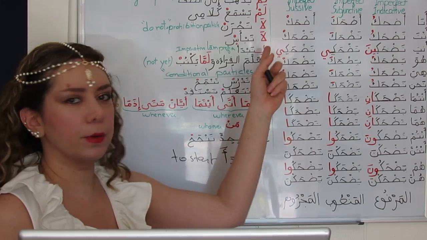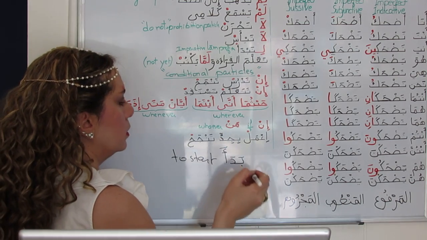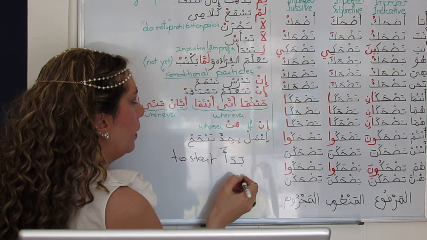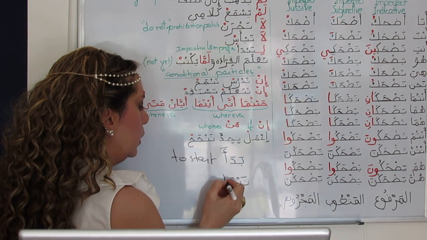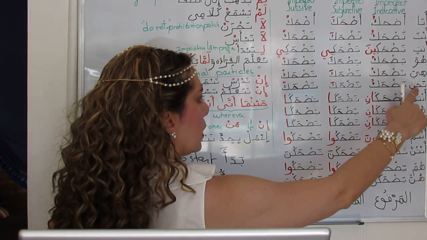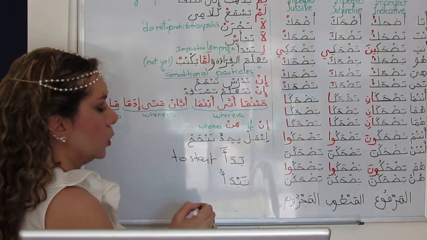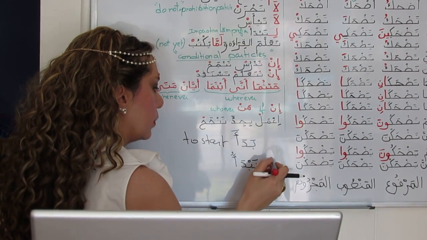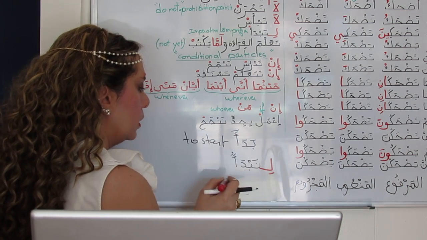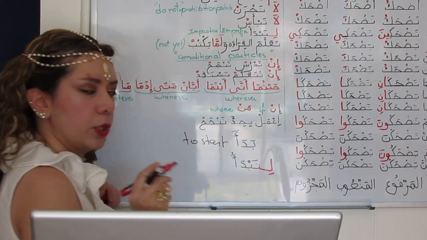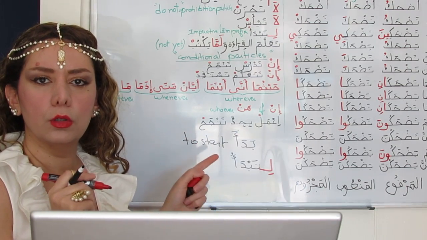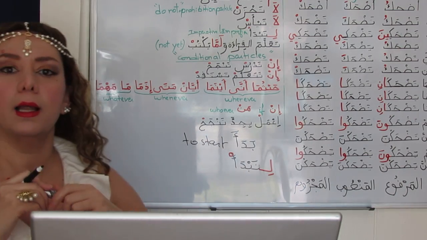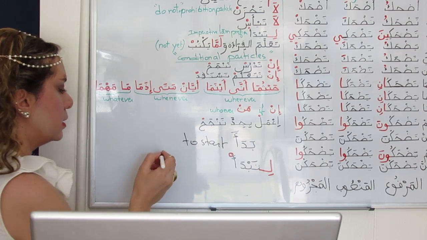So if we didn't have this prefix li, we would just conjugate it in the imperfective indicative. نبدأ, it means we start. So when you introduce the imperative particle, the prefix li, it will change the mood of the verb to jussive. لنبدأ with sukun. It means let's start.